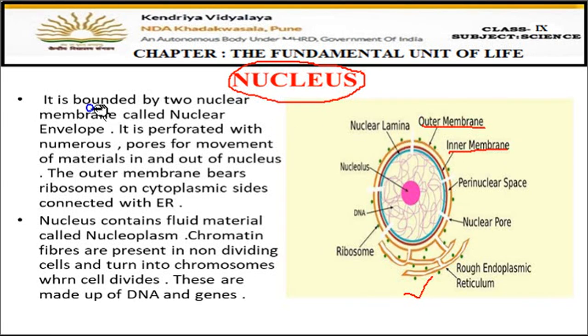Okay, so it is bounded by two nuclear membranes called the nuclear envelopes. You can use the word nuclear envelope and nuclear membranes, same thing. Now it is perforated. Perforated means it has pores, right? So you can see here on the diagram, one pore here, one passage here, then one pore here, one pore this side, then here also there is one pore which is written also.